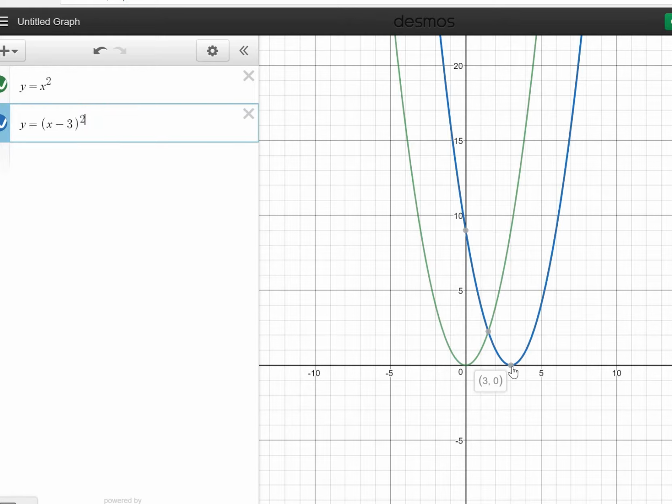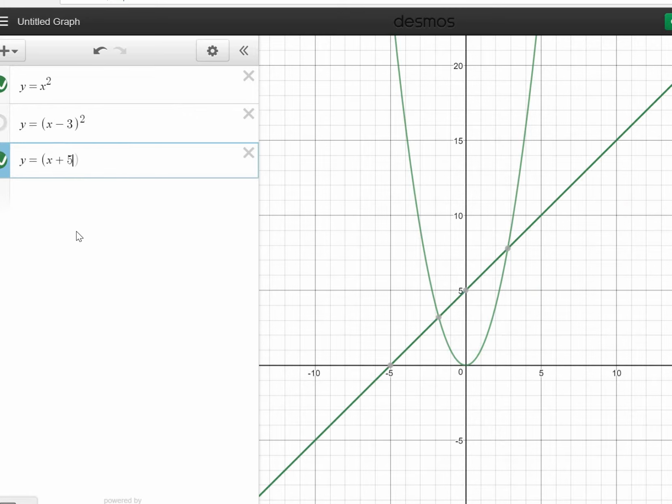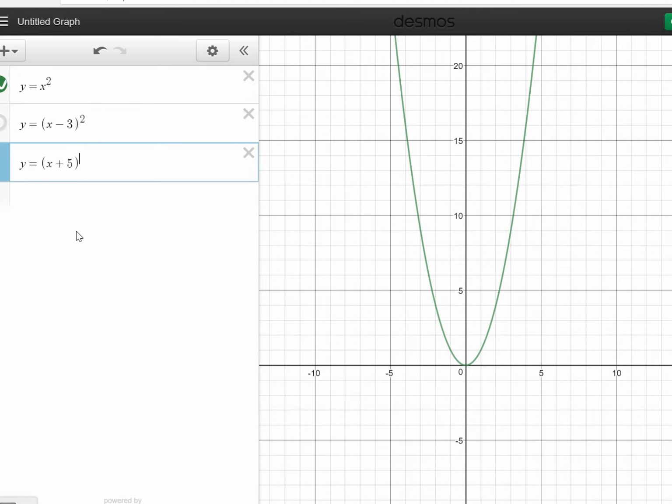So what would we have to do to move our original graph the other way? If we wanted to take y equals x squared and move it to the left, what might we do? Well, we would want a negative x value for the vertex. So we will have to add on a number. There we go. y equals x plus 5 all squared has been moved 5 units to the left. Now it has a vertex at -5, 0.